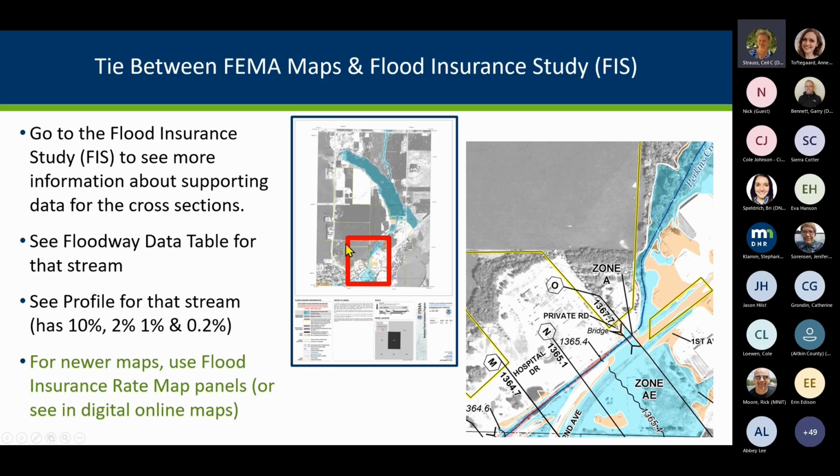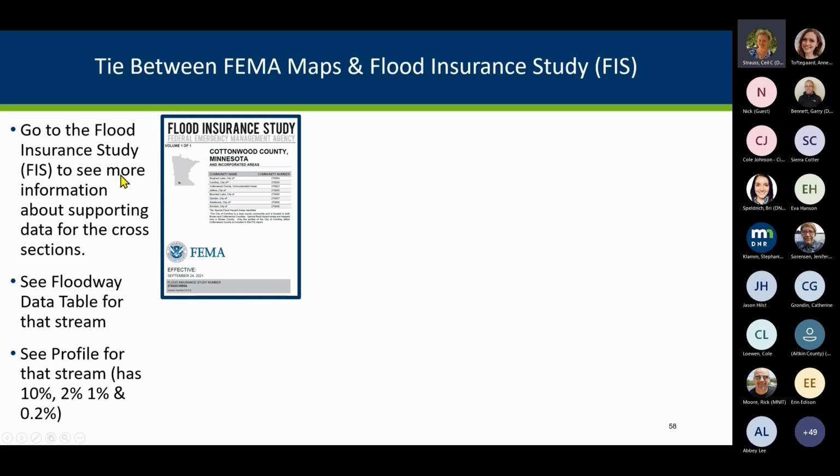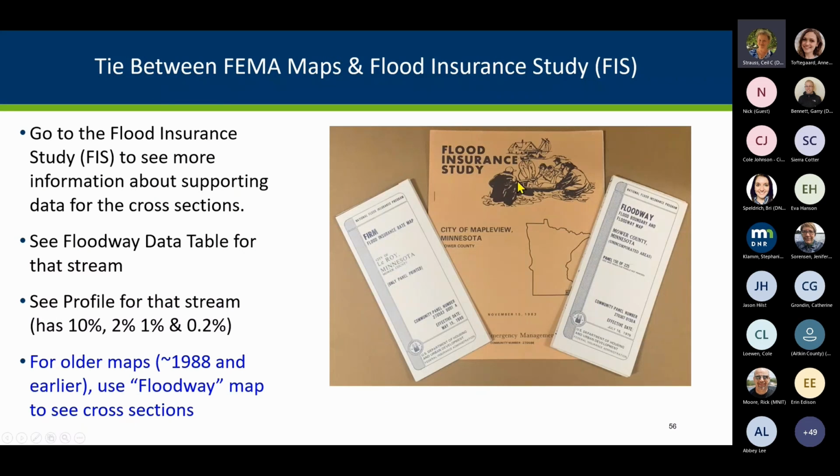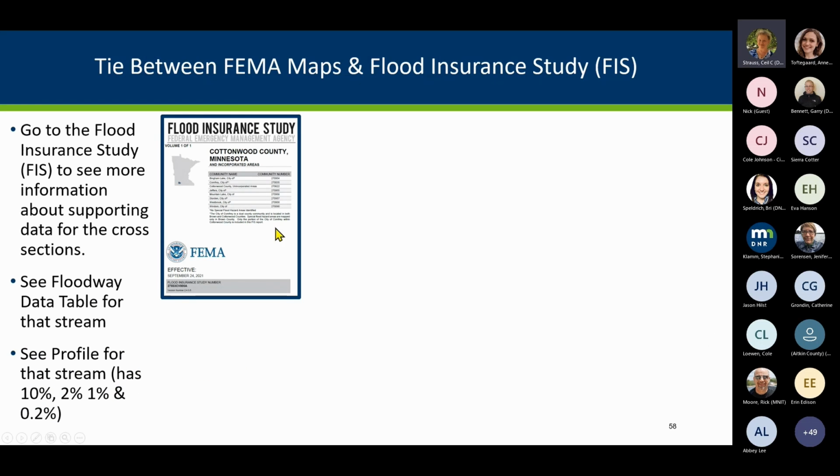So here's an example on the map panel. I zoomed into this area here so we can see some cross sections in this area along Perkins Creek in this example. So then we go to the flood insurance study, our handy flood insurance study. The older ones had that fun graphic. I'll go back a couple slides. Had that fun graphic here with the like 1950s era looking picture of people being rescued in a flood. And the very recent flood insurance studies look more like this.